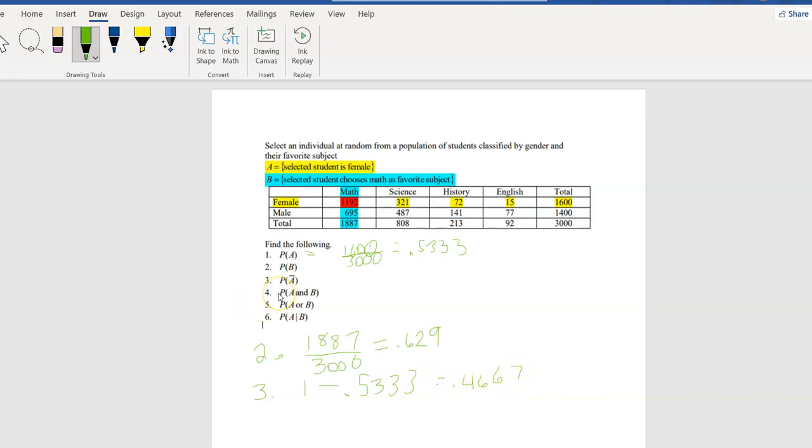All right, now 4, the probability of A and B. Remember that and means we want both to be occurring at the same time. We want where yellow and blue come together, and that's right here. 1,192 students out of the 3,000 possible. So if I put that into the calculator, 1192 divided by 3,000 gives us 0.3973.